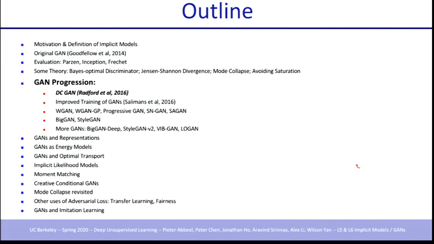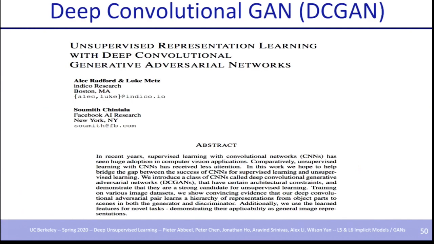So the first step is we look at this architecture called DCGAN, or Deep Convolutional Generative Adversarial Networks. This was a paper by Alec Radford and collaborators way back in 2015. Basically, their motivation was that they wanted to do representation learning. It was not particularly to generate images.